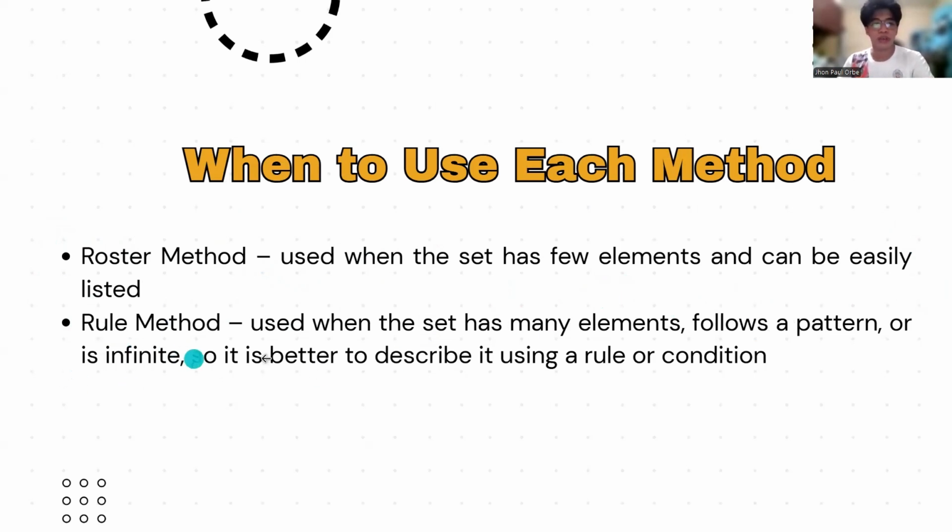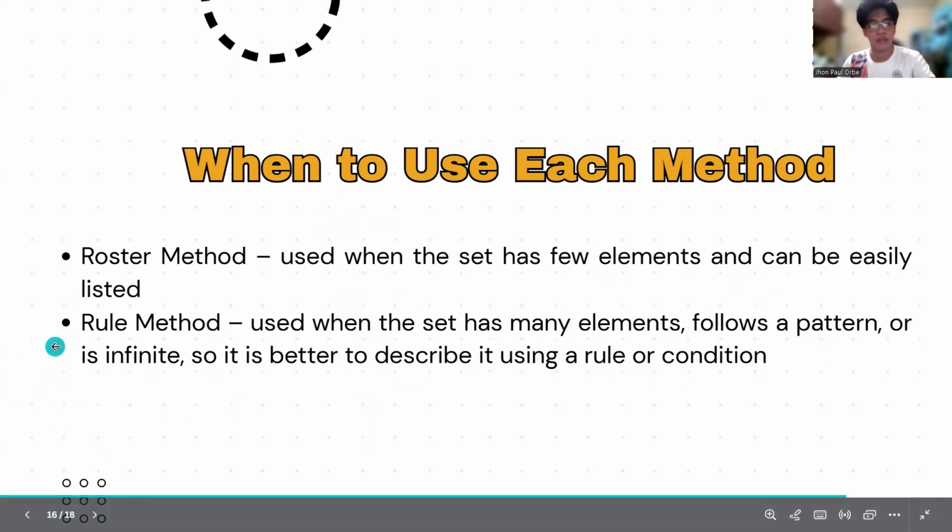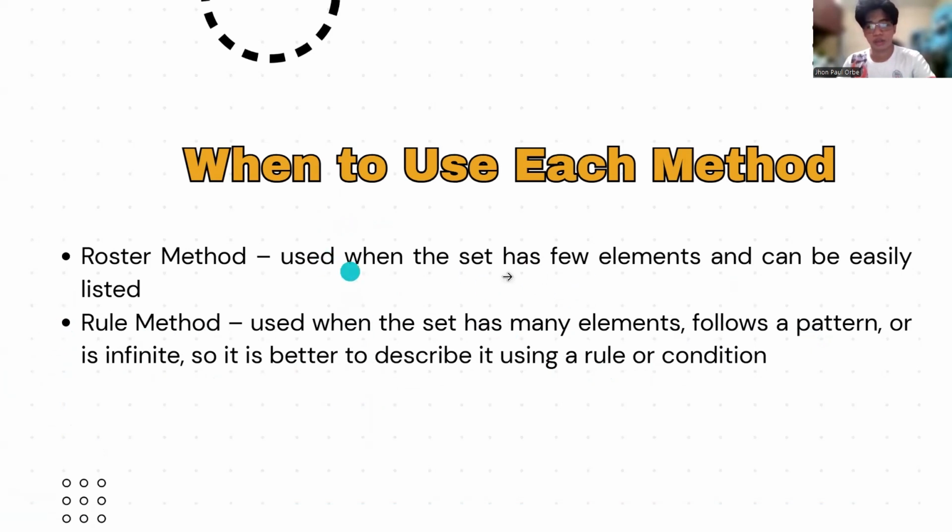We use the rule method when the set has many elements, follows a pattern, or is infinite. So it's better to describe it using the rule or condition. When you think the elements are so many that you cannot list them, you can use the rule method instead so that we can easily determine what those elements are by just describing the rule or the condition.